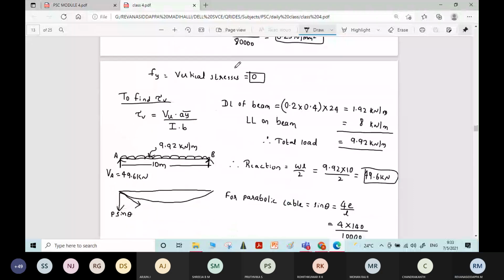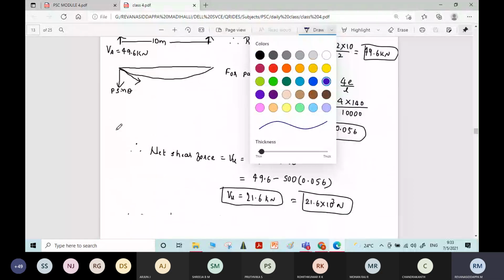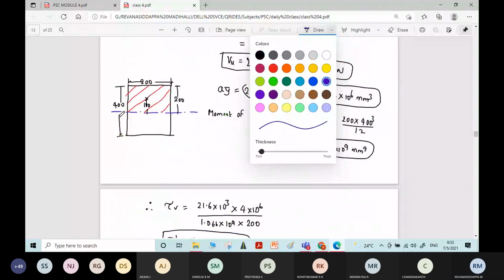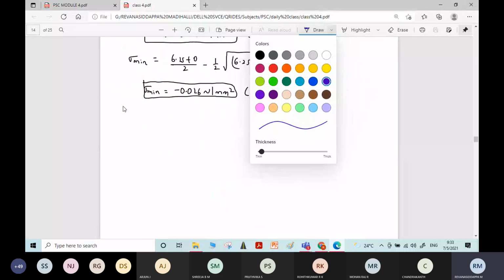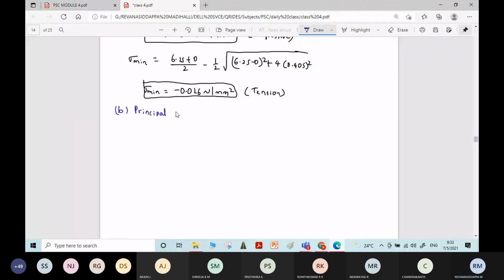Case B, principal stresses, problem number B, principal stresses in the absence of pre-stress, that is P equal to 0.